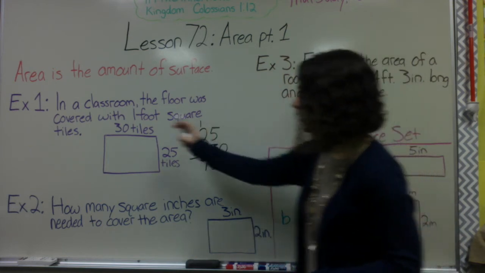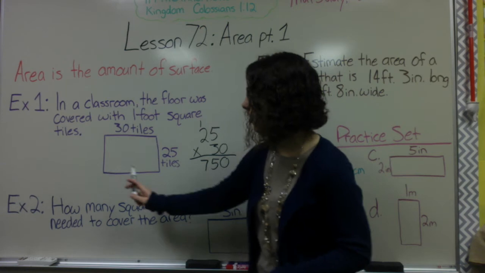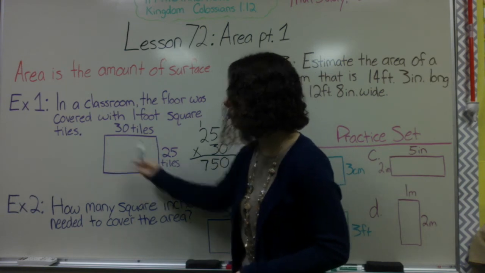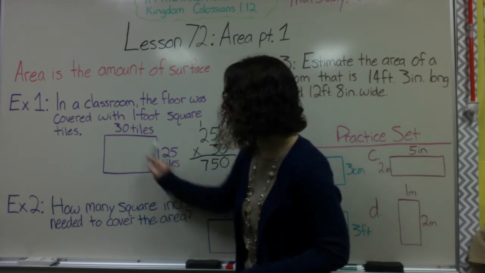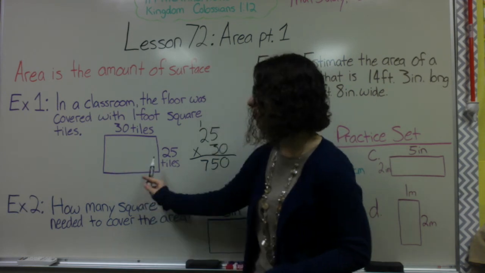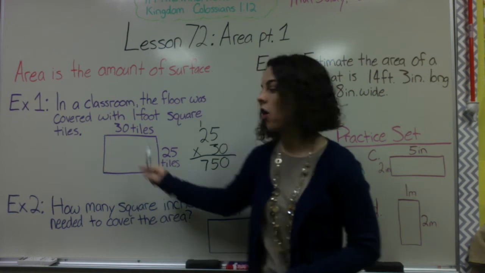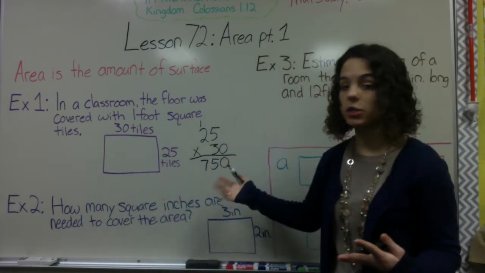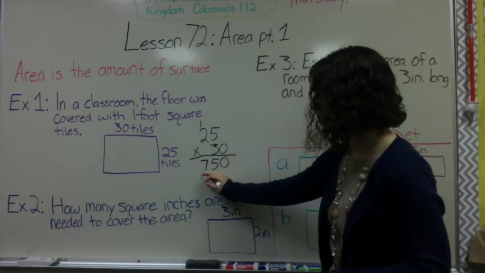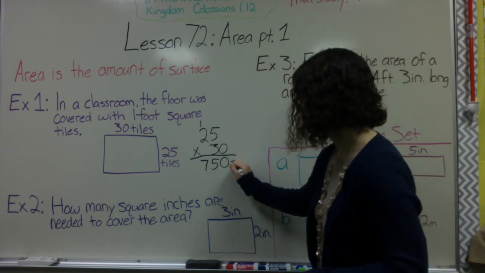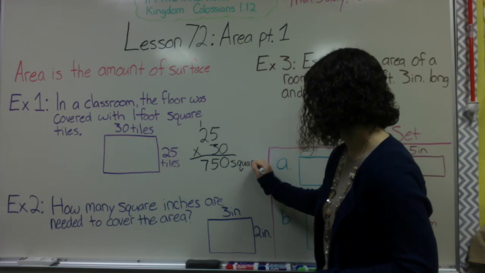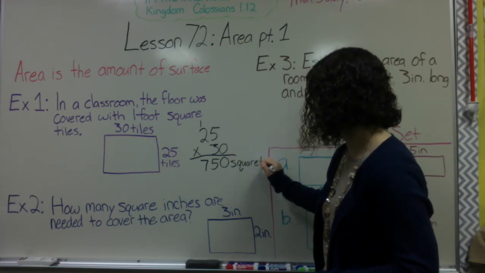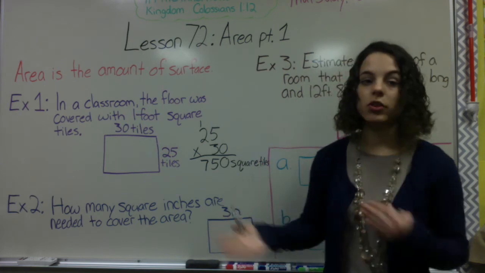However, it's asking how many square tiles, because if you think about area, imagine drawing how many squares you would have in the whole area of your rectangle or square. How many squares would you have all inside? So the way to label this correctly is 750 square tiles. There's also another way that you can label this that I will accept.